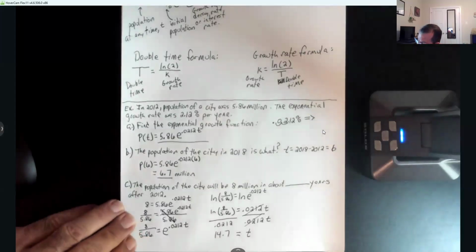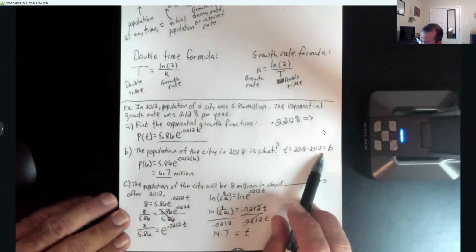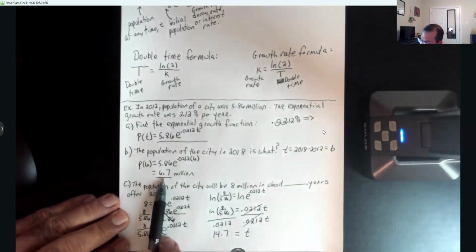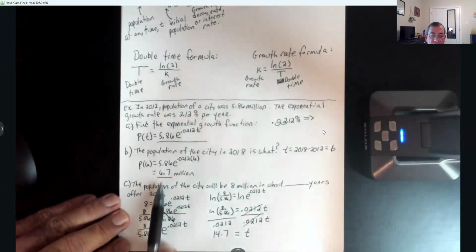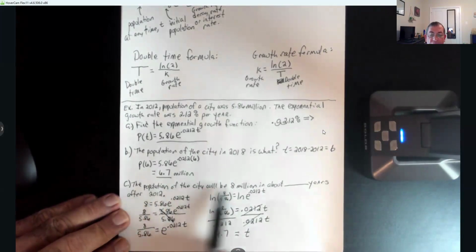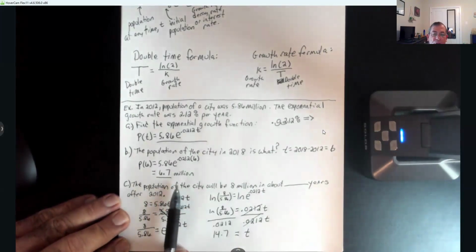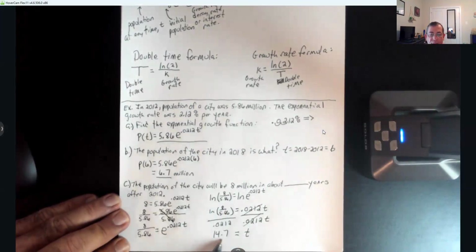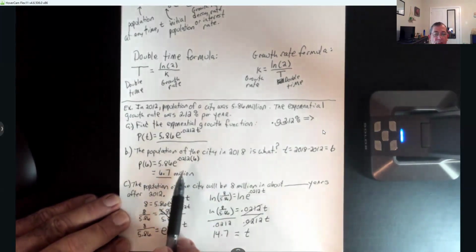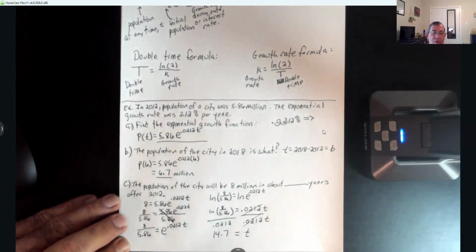All right, so that makes sense. At 6 years, the population was 6.7. So to get it up to 8 million, it took another couple years. It took about 8 years, a little over 8 more years. It went from the 6.7 up to 8 million.